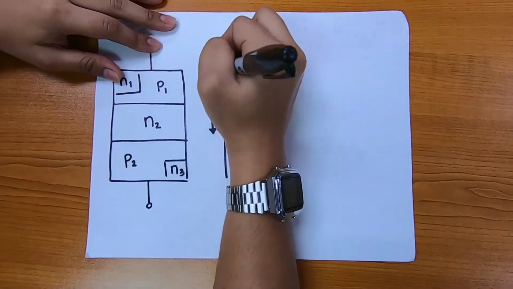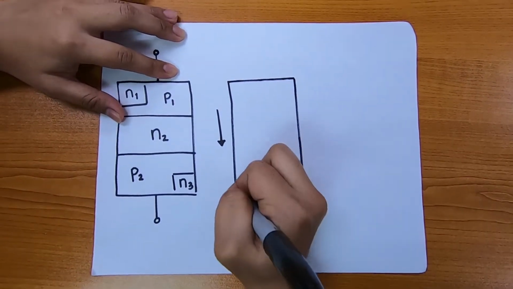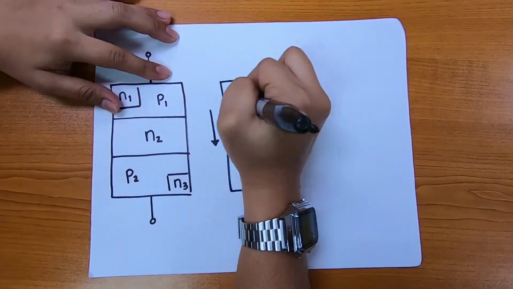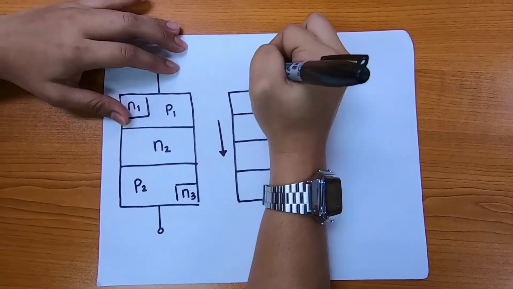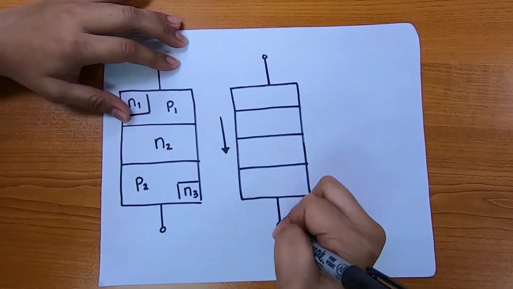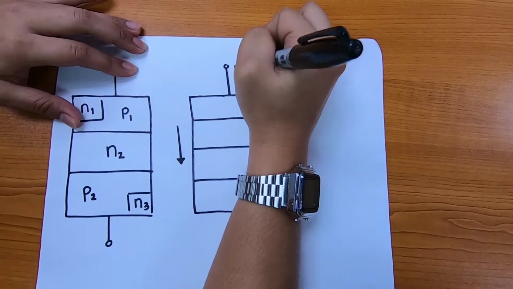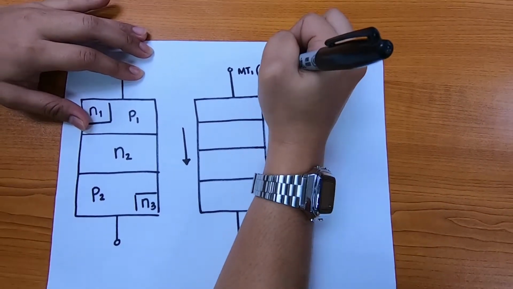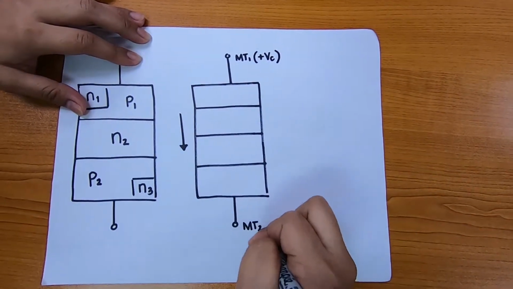If MT1 is positive with respect to MT2, the P1 layer will be activated, and there will be a sequence of N2, P2, and N3 since MT2 is negative with respect to MT1. This sequence results in a downward current direction after the breakdown of N2 and P2 junctions.